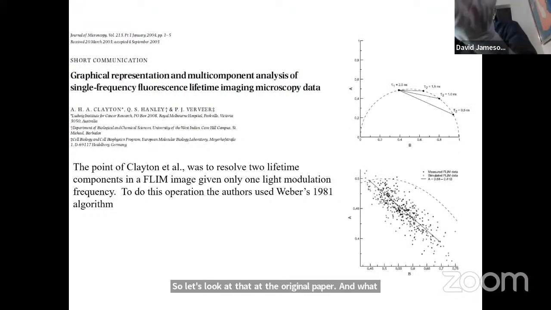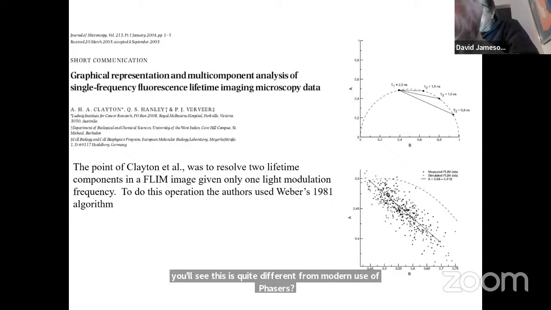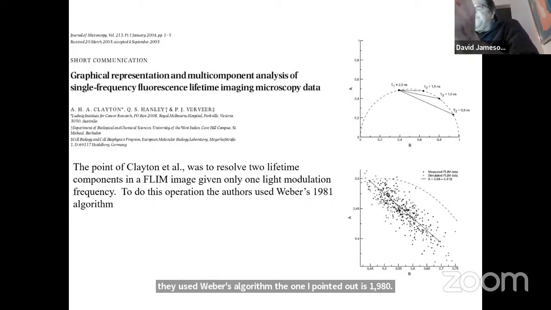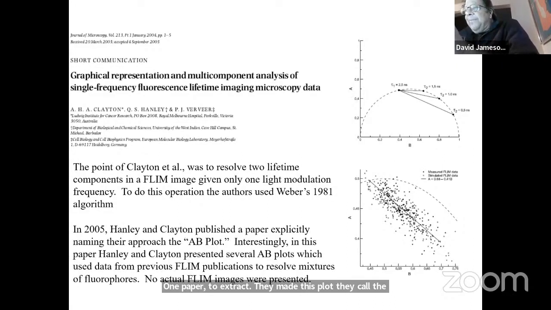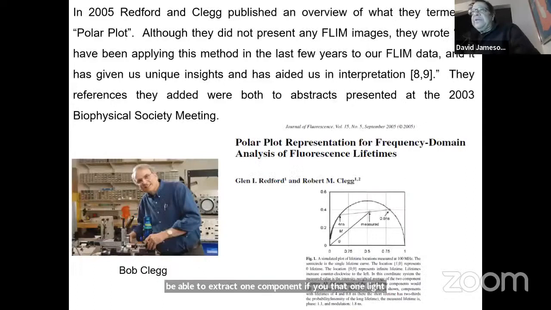They wanted to resolve lifetime components in a FLIM image, and you'll see this is quite different from modern use of phasors. So they used Weber's algorithm, the one I pointed out in his 1981 paper, to extract. They made this plot they called the AB plot, which maybe wasn't the most inspired name, to be able to extract one component at one light modulation frequency. Okay, and they didn't really use present FLIM images.